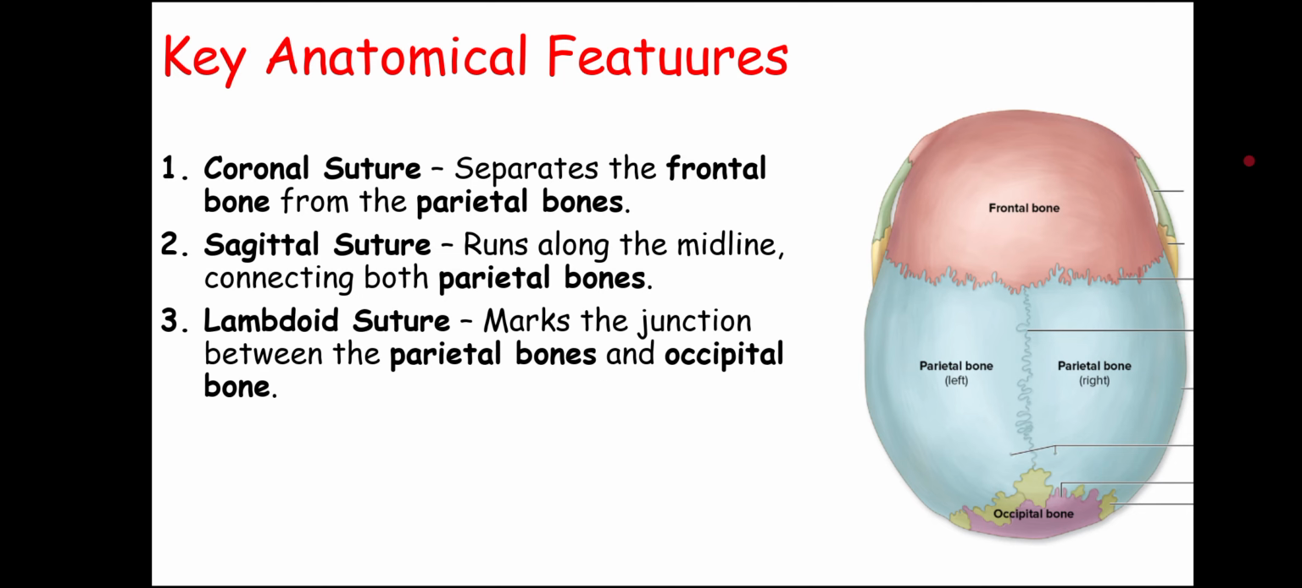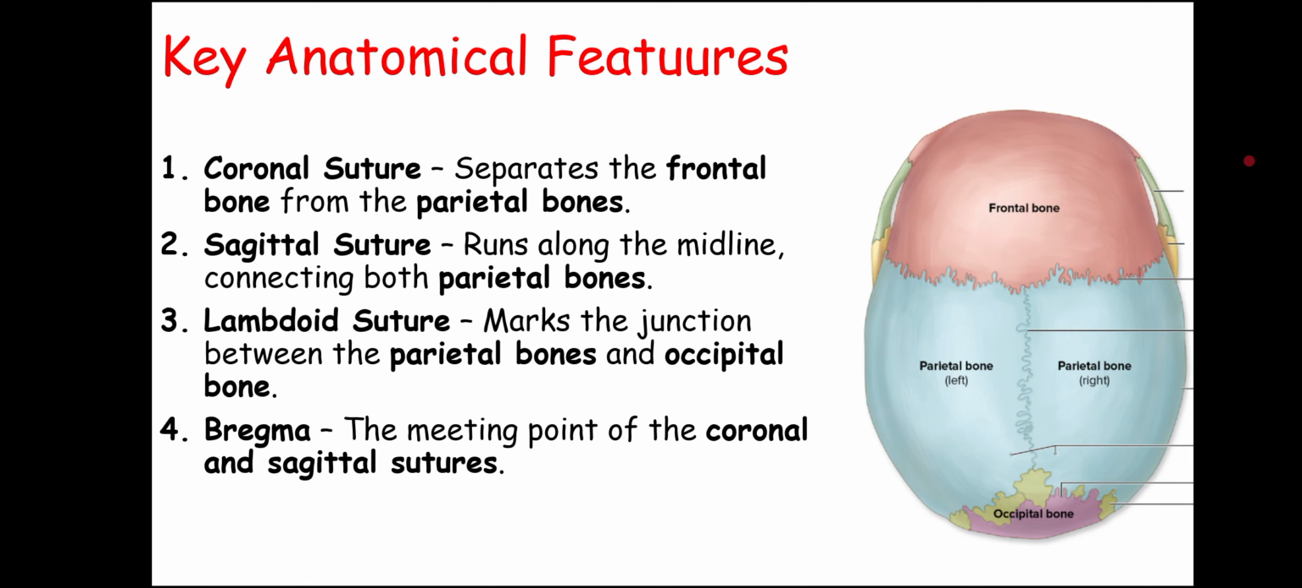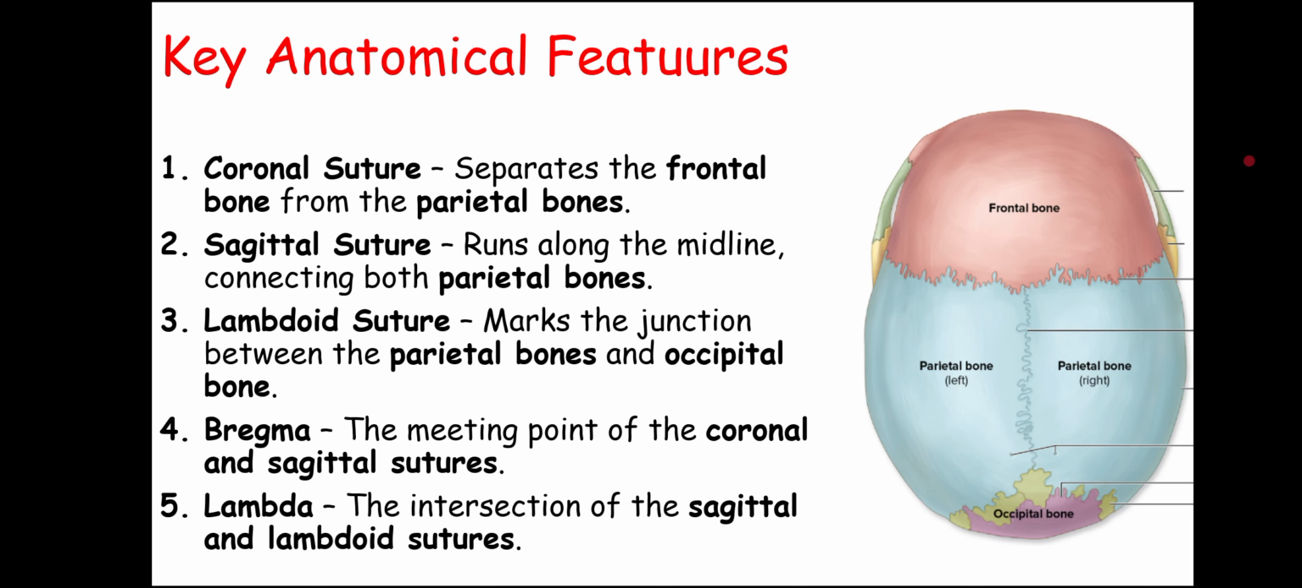The next is lambdoid suture that marks the junction between the parietal bone and occipital bone. The next is bregma, that is the meeting point of the coronal and sagittal suture. And the next point is lambda, that is the intersection of sagittal and lambdoid suture.